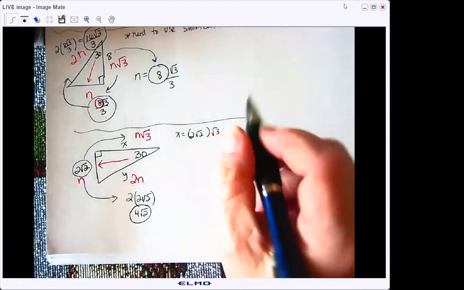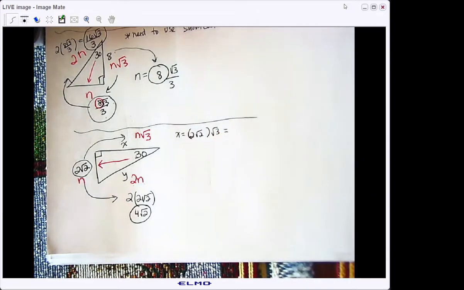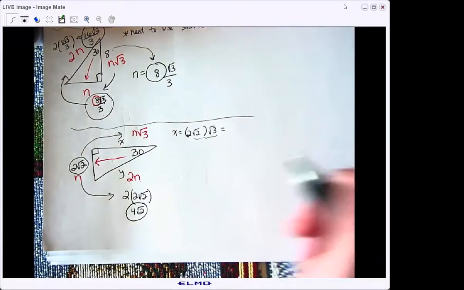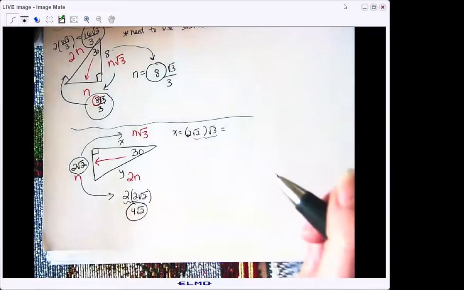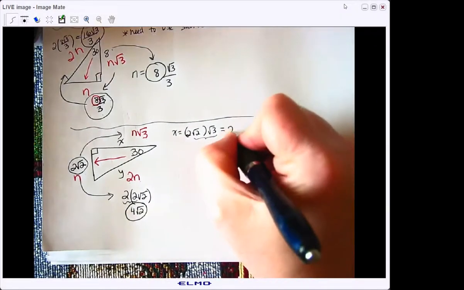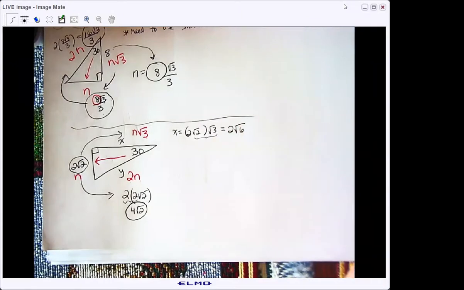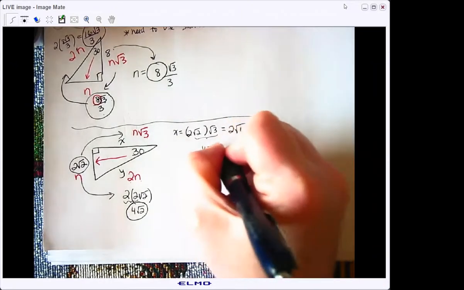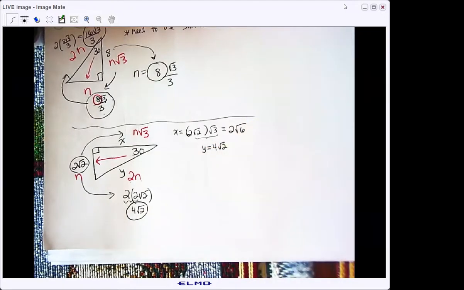And what would that one give me? Two root 6. Yep, absolutely. Because here we're multiplying the inside numbers together, and over here, we multiplied the outside numbers together. Good. That's 2 root 6. So x is equal to 2 root 6, and y is equal to 4 root 2. Any questions on that?